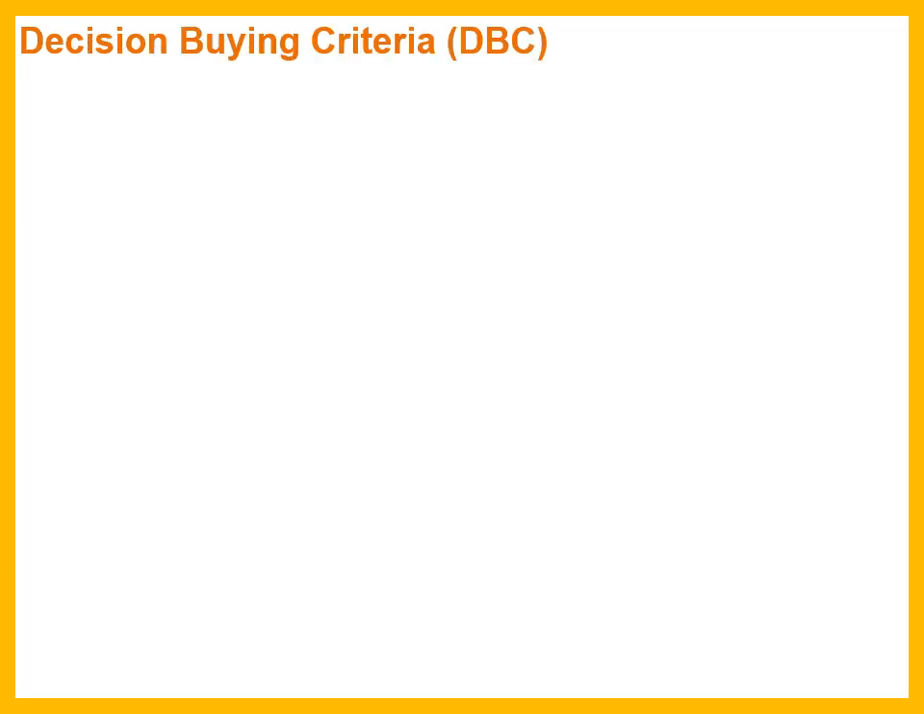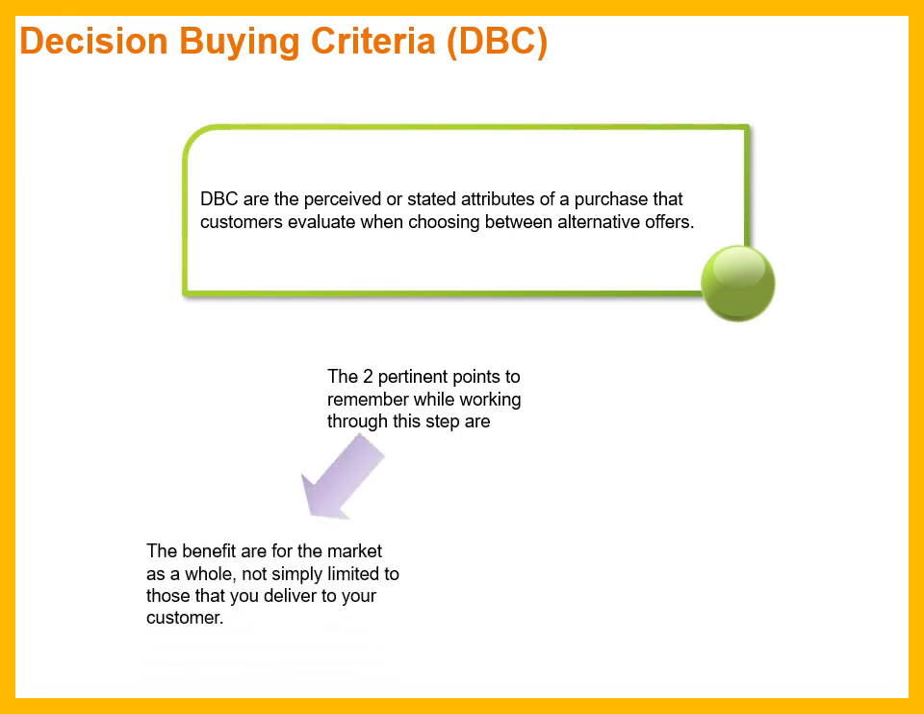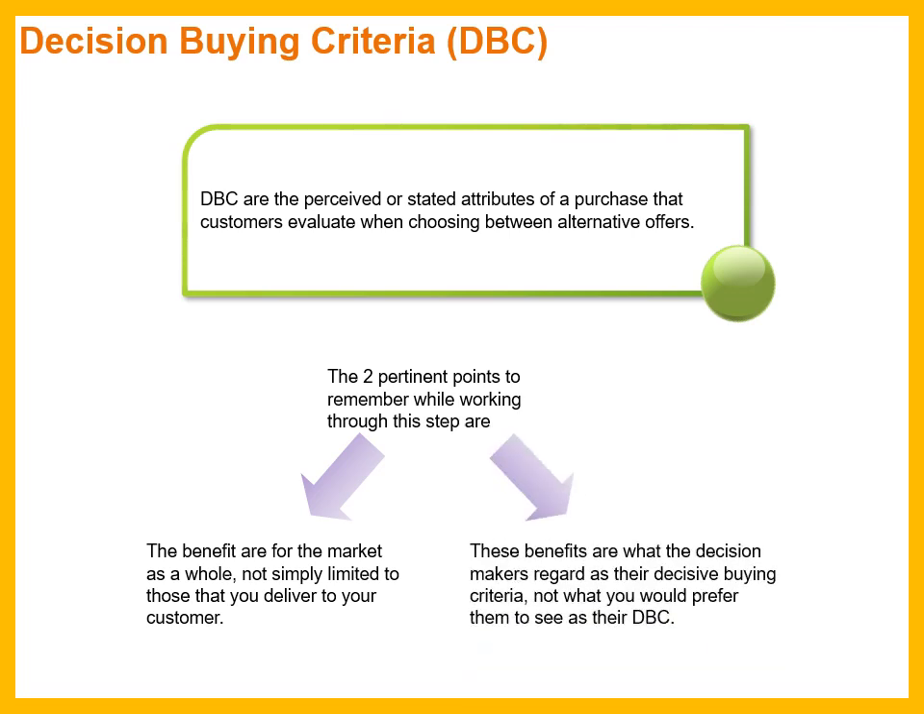Decision Buying Criteria (DBC). DBC are the perceived or stated attributes of a purchase that customers evaluate when choosing between the alternative offers. The two pertinent points to remember while working through this step are: the benefits are for the market as a whole, not simply limited to those that you deliver to your customer. These benefits are what the decision makers regard as their decisive buying criteria, not what you would prefer them to see as their DBC.